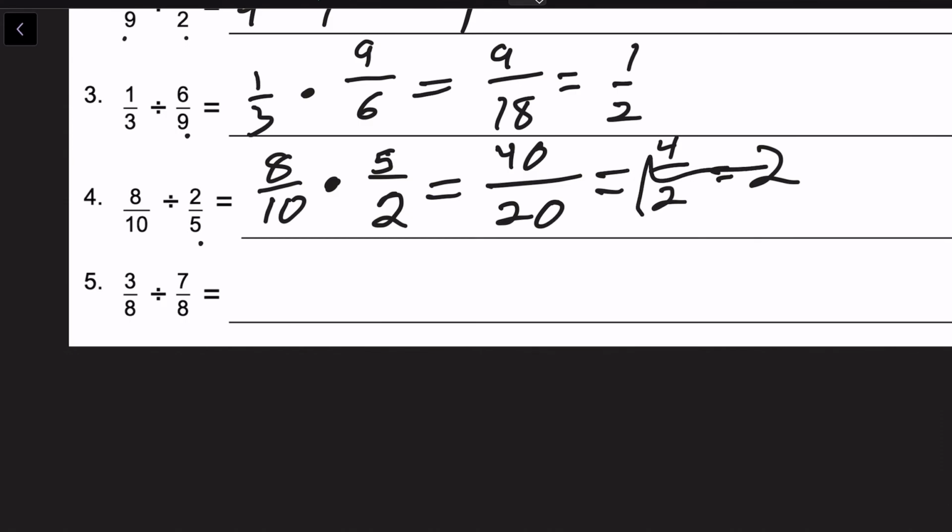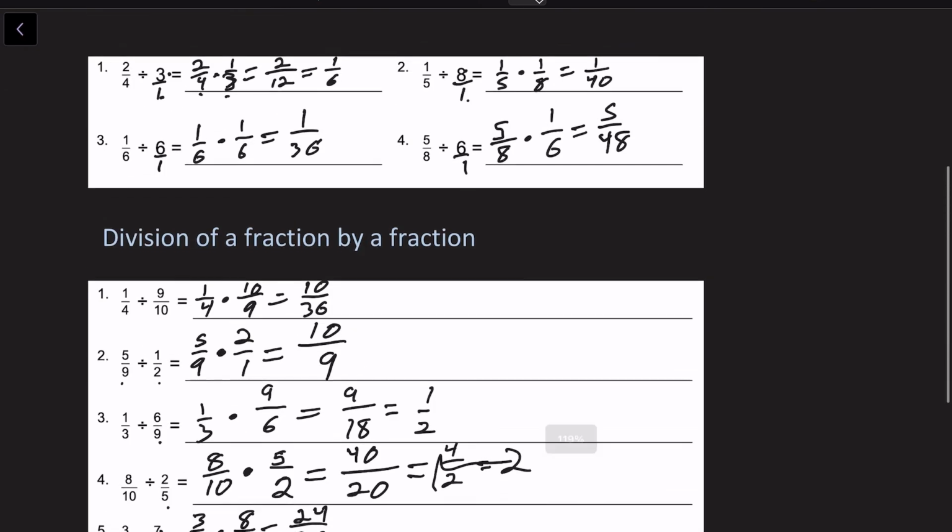So 3/8, our first fraction, multiplied by the reciprocal of our second fraction. So instead of 7/8, it's 8 over 7. Now, 3 times 8 is going to be 24 over 8 times 7, that's going to be 56. And that is division of fractions.